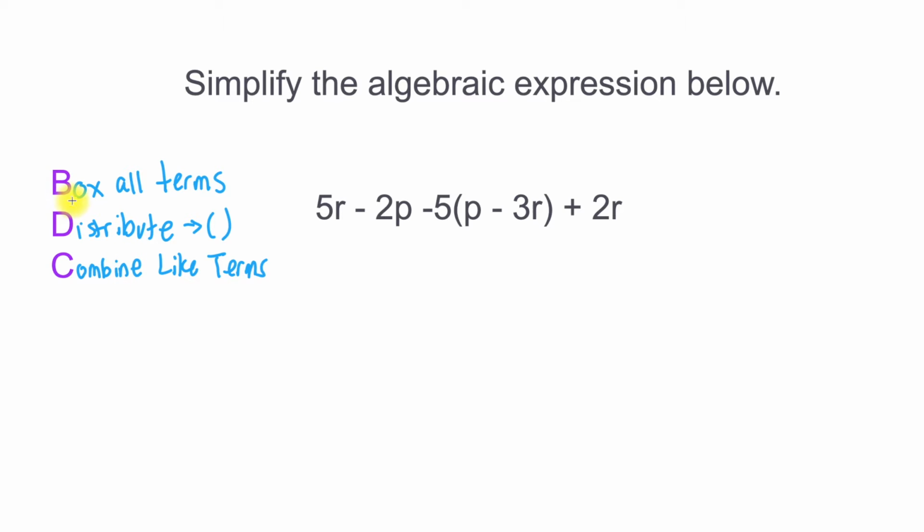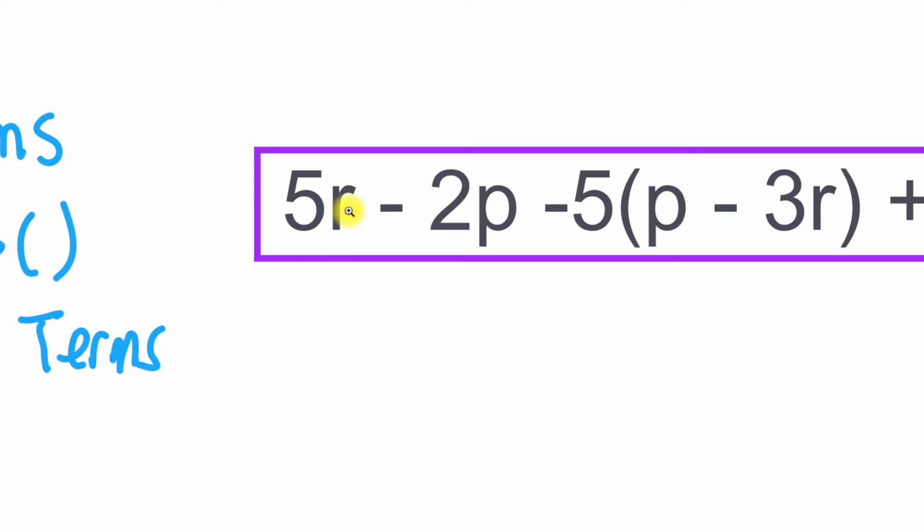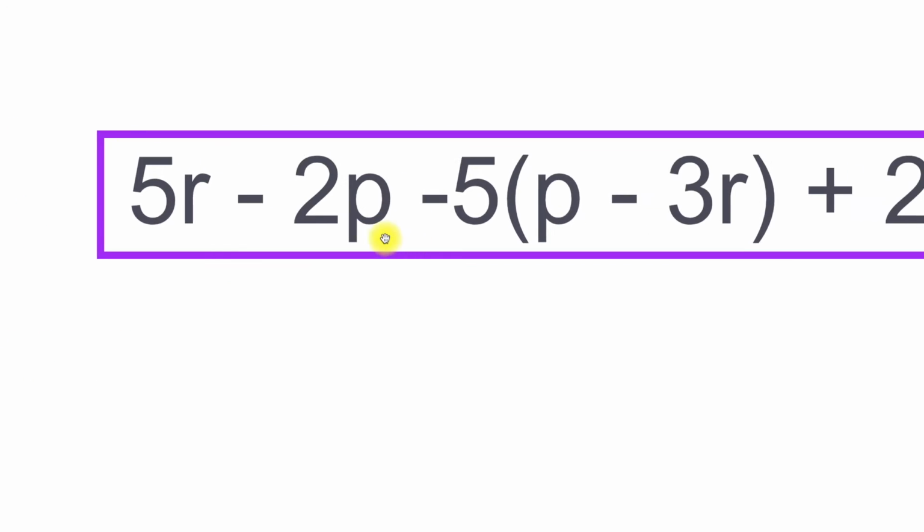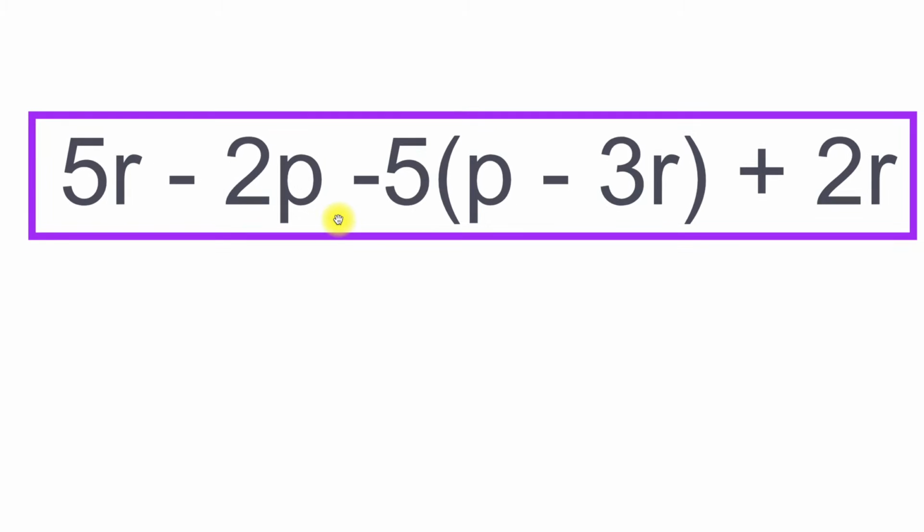So let's go to step one. Step one is to box all terms. So let's draw a long box around everything, and then go one term at a time. So step one is we're boxing all terms, and we're doing that now. And let's move this over a little bit. Okay, this is the expression that we're working with.